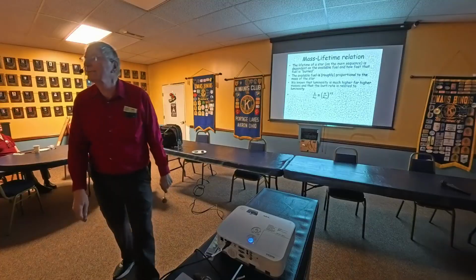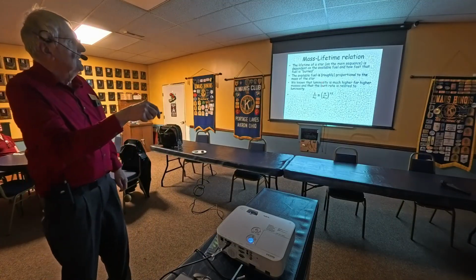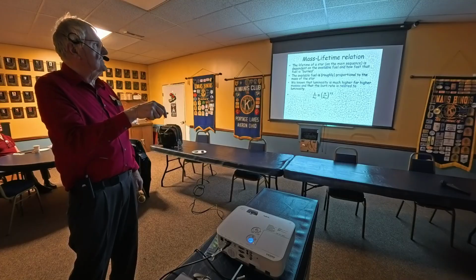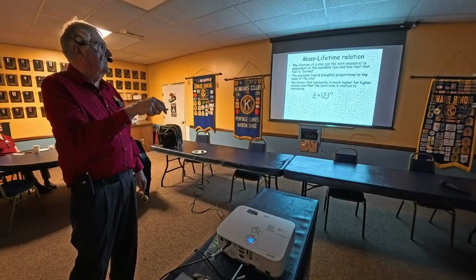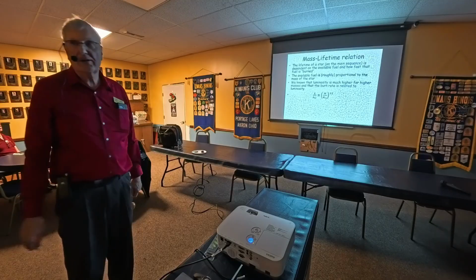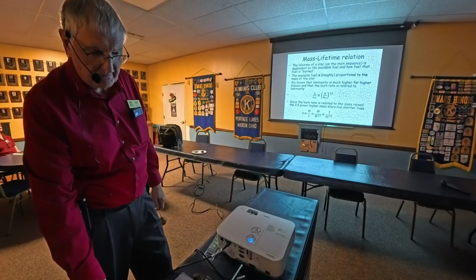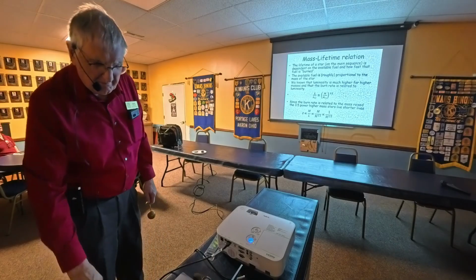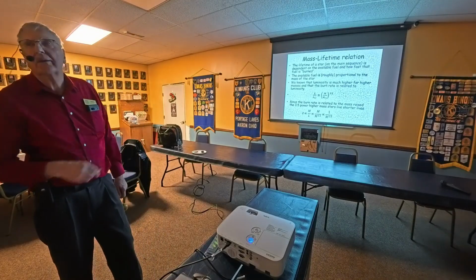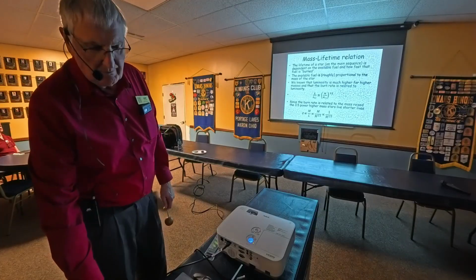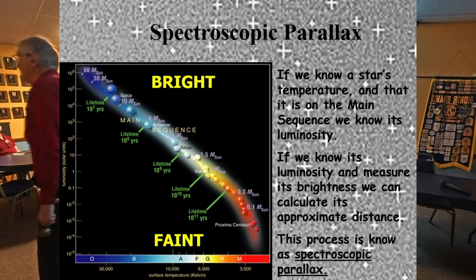And we have an app for that. Okay, there it is. So the length of the life expectancy of a star compared to the sun is the mass of that star compared to the mass of the sun raised to the 3.5 power. And that'll give you the life expectancy. So you can plug all this stuff in. I'm not going to go through the math stuff. I just wanted to show you that there's math behind all of this.